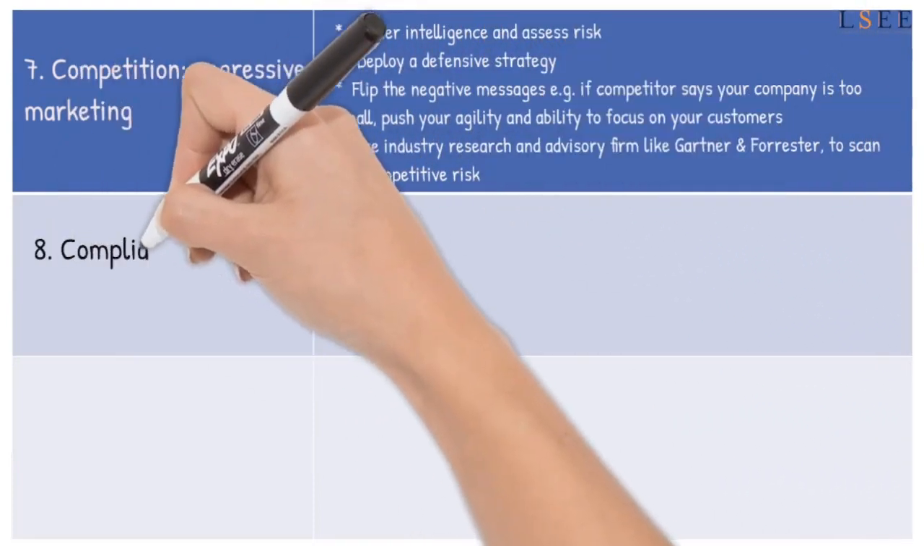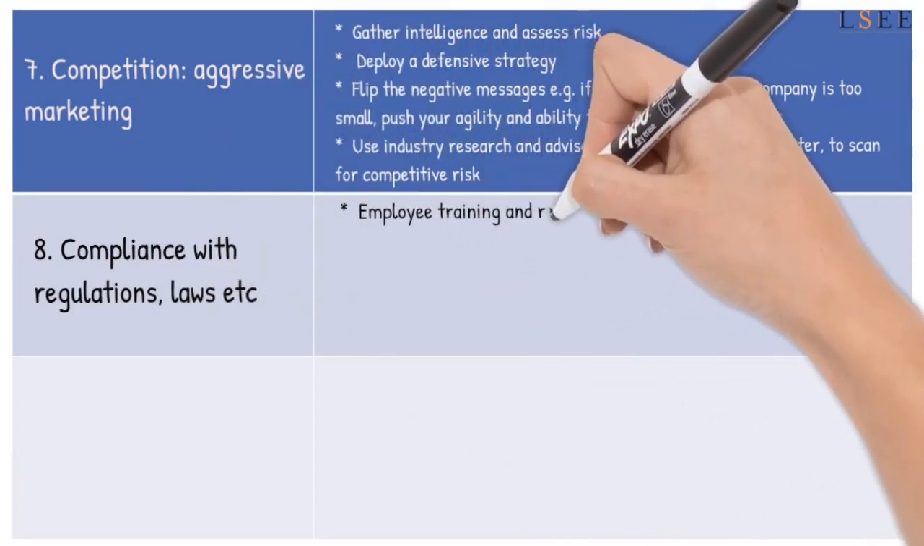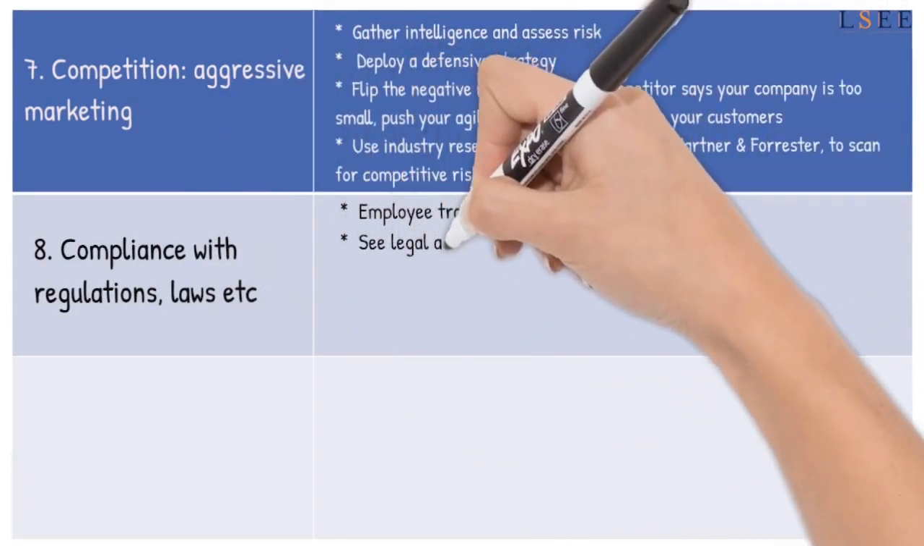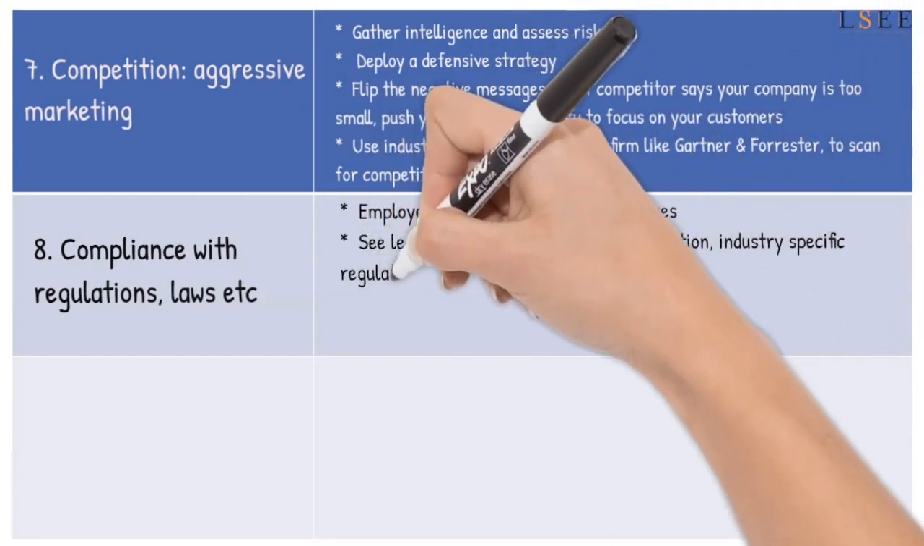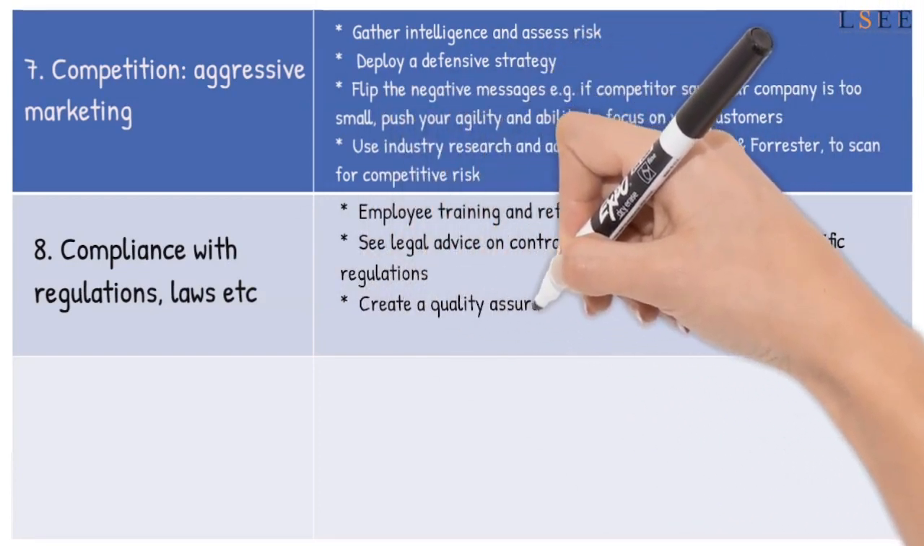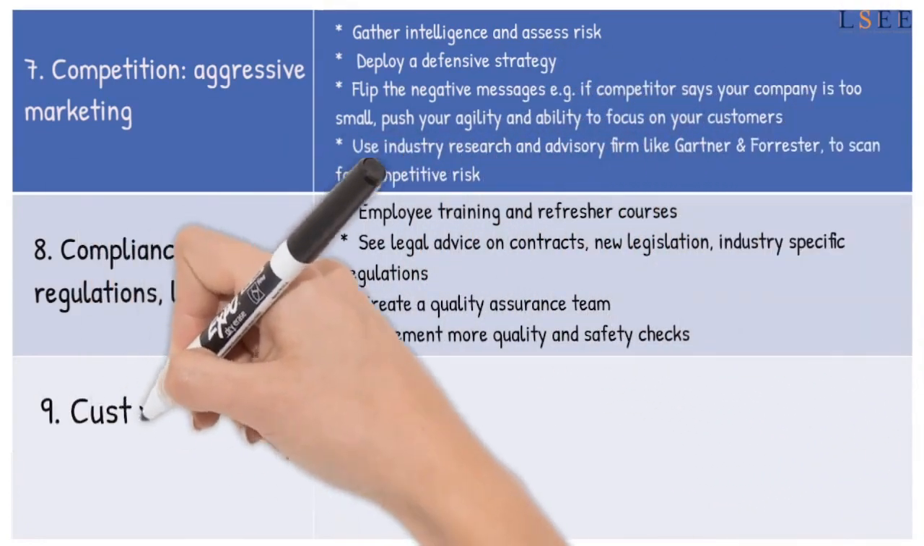8. Compliance with regulations, laws etc. Employee training and refresher courses. Seek legal advice on contracts, new legislation, industry-specific regulations. Create a quality assurance team. Implement more quality and safety checks.